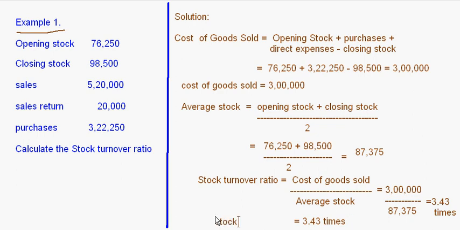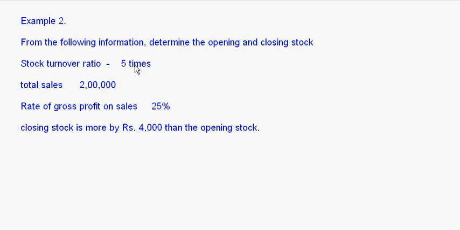So the stock turnover ratio is equal to 3.43 times. The answer will be in number of times. Is that clear? Now let's take up one more example for stock turnover ratio, a different type of question. Now look at this one.